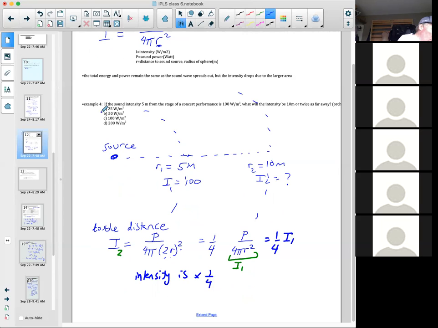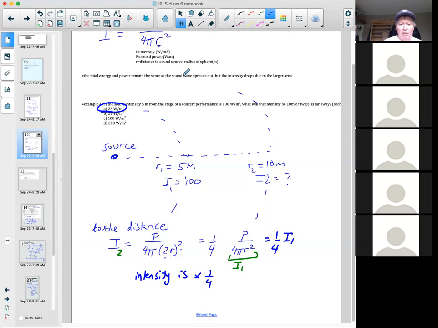So the correct answer is 25 watts per square meter. That's true of all inverse square laws, like gravity and electric force. When you double the distance, you get a quarter of the effect. Now, we solve this problem using proportional reasoning here.